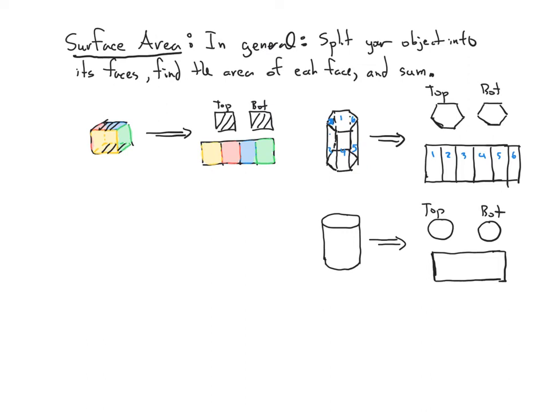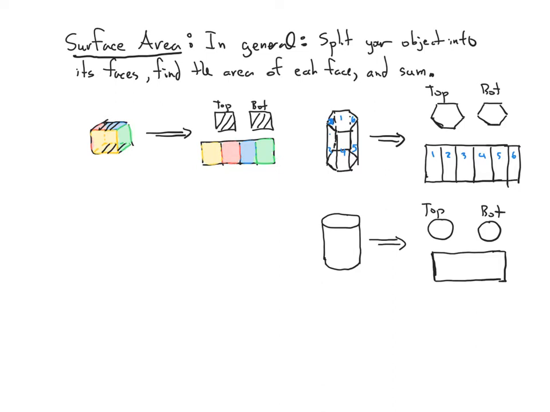Okay, so let's talk about surface area now. And just as a reminder, surface area is the sum of the area of all of the faces or outside of your three-dimensional figure. An analogy is, if you needed to wrap your three-dimensional figure in wrapping paper, what's the area of the wrapping paper you would need in order to do that?